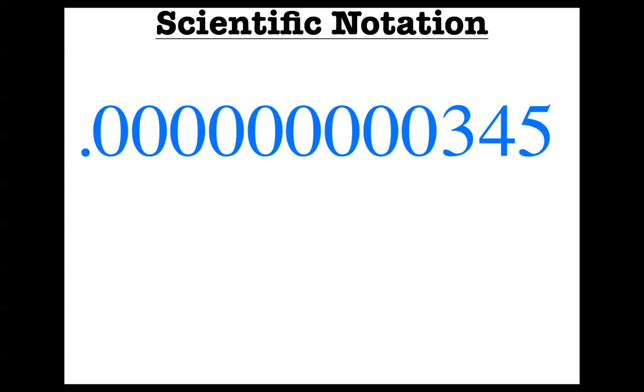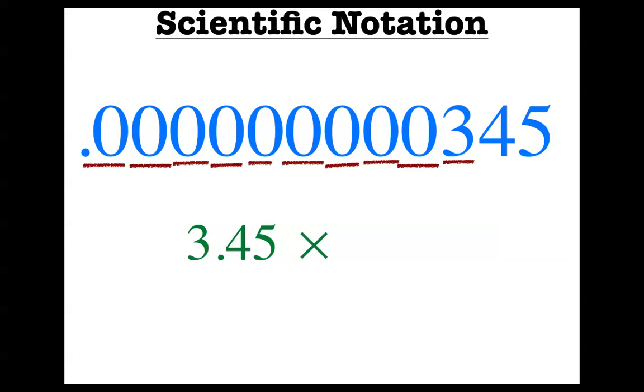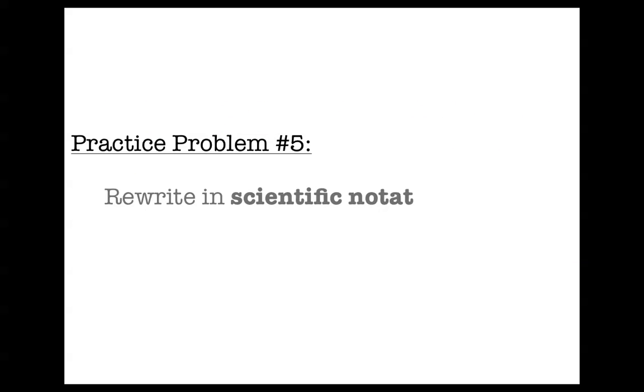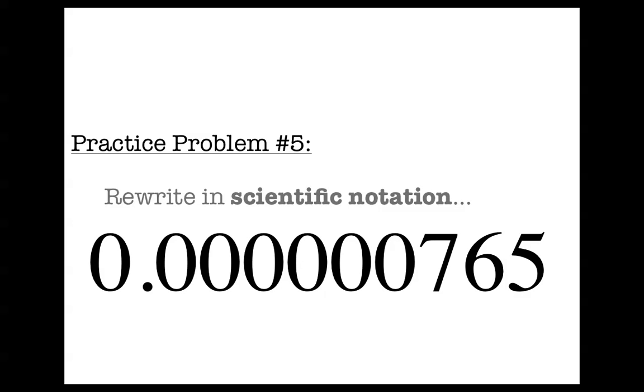Oh boy, that's a lot of zeros. But we can do it. 1, 2, 3, 4, 5, 6, 7, 8, 9, 10. So it's 3.45 times 10 to the 10th, right? Oh no, 10 to the negative 10th because we counted backwards. Okay, you try it. Write this tiny number in scientific notation. Remember to put the decimal point between the 7 and the 6.